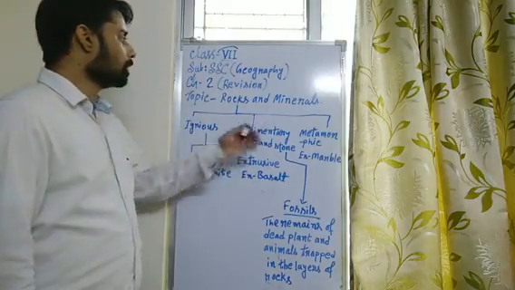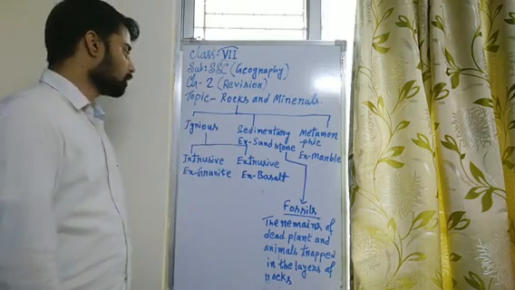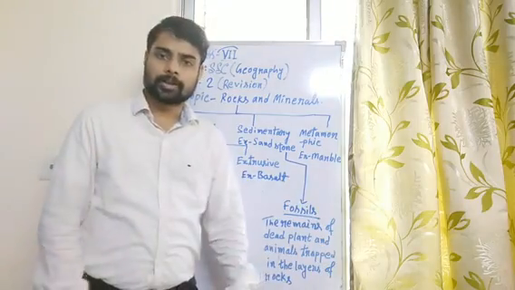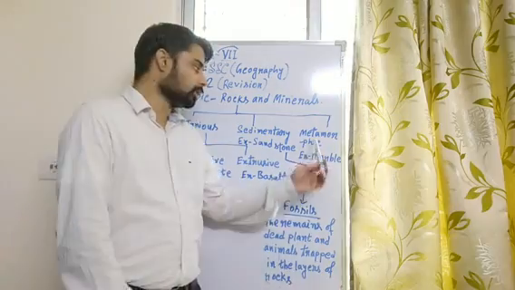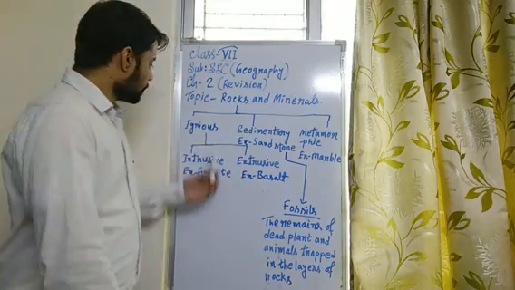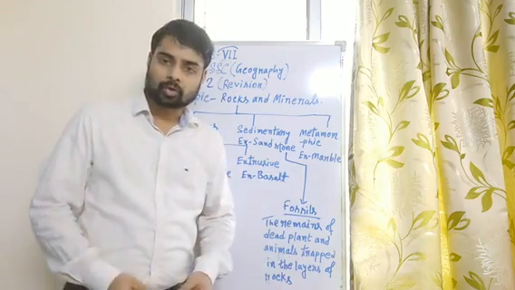Rocks are mainly divided into three types. Number 1, igneous rock. Number 2, sedimentary rock. And number 3, metamorphic rock. First one, igneous rock. What is igneous rock?